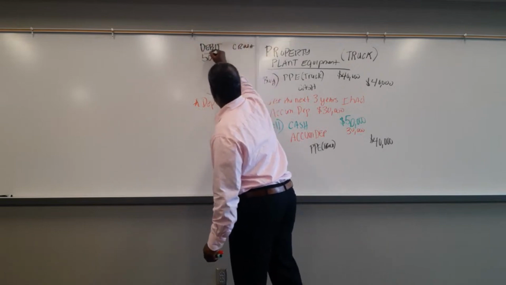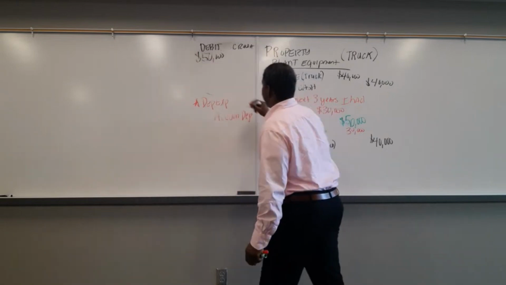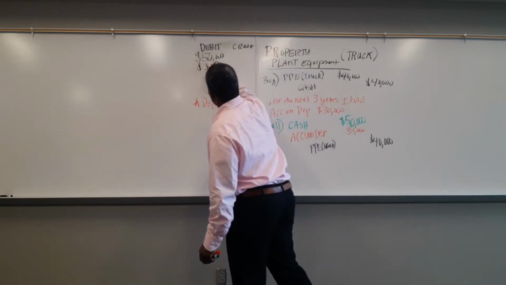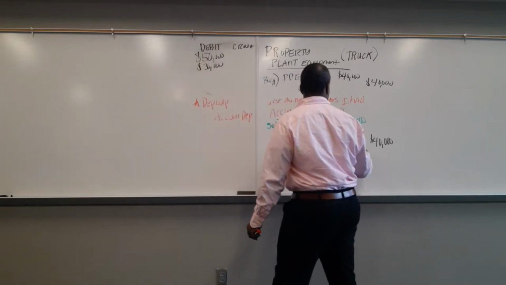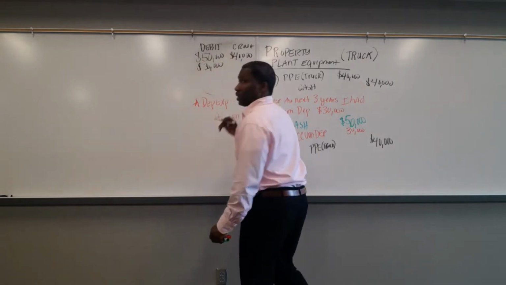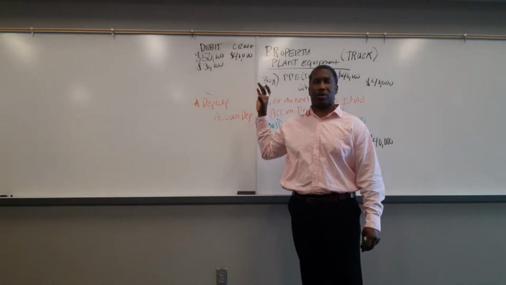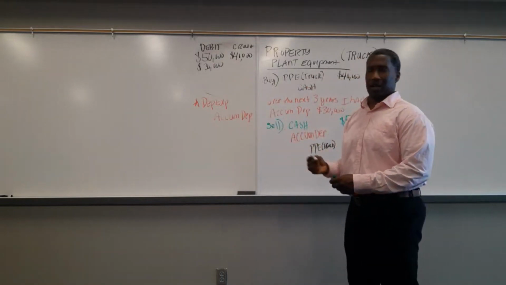I have $50,000 credit here. I also have accumulated depreciation of $30,000. And I have a credit over here of $40,000. What does this tell me? Once again, I'm only using the word value as it relates to this. This has nothing to do with depreciation. This is the book value, if you want to say that, okay?